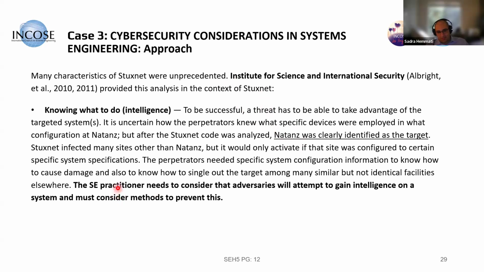So the important thing for us is to consider that adversaries will attempt to gain intelligence on a system, and we must consider methods to prevent this. So this is really teamwork with the cybersecurity experts and people who are looking at the system in its totality, right? The SE practitioner.